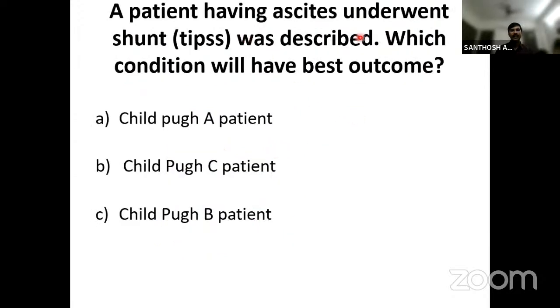A patient having ascites underwent TIPS. Which condition has the best outcome? Any answers? The Child A patient alone has a better outcome compared to Child B and Child C, because Child B and Child C patients will end up in acute liver failure or hepatic encephalopathy. Okay.